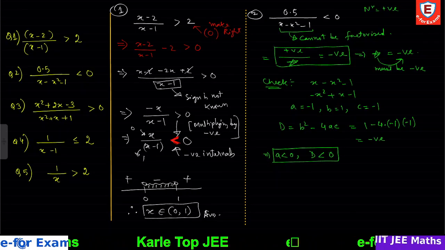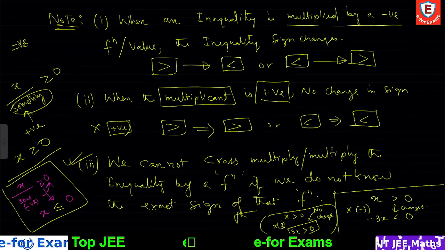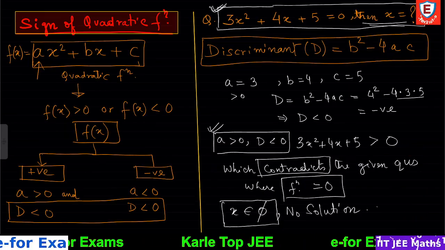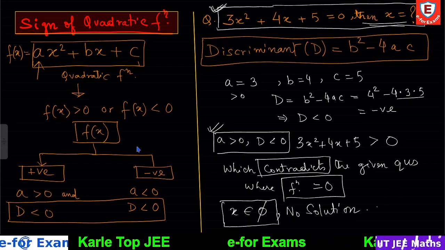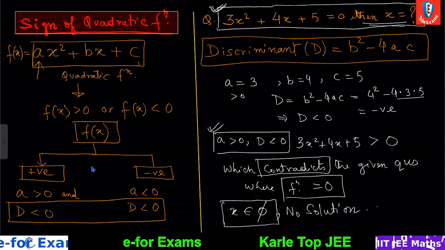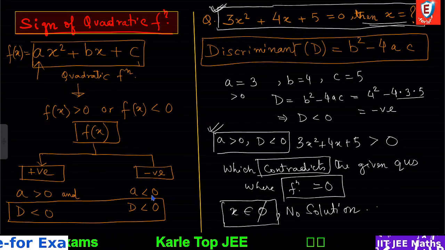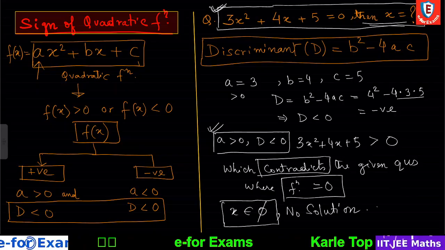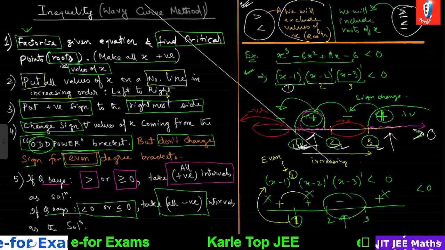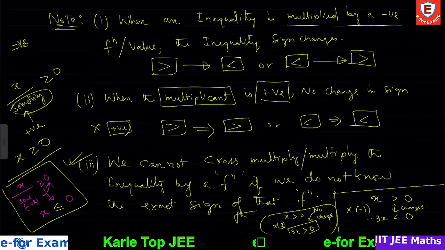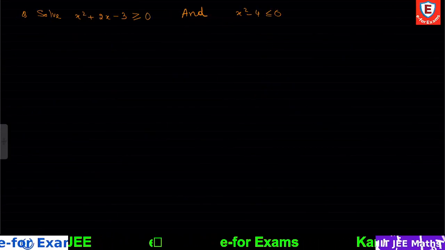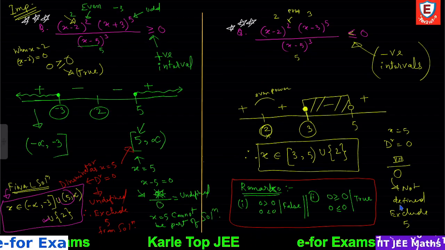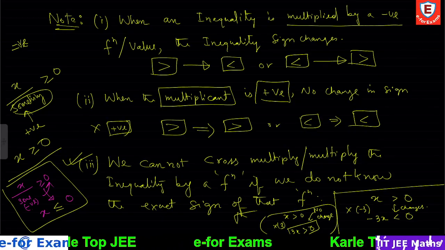If a is less than 0, remember that. If a is less than 0, d is less than 0, the function must be negative. The system is stuck. Why?